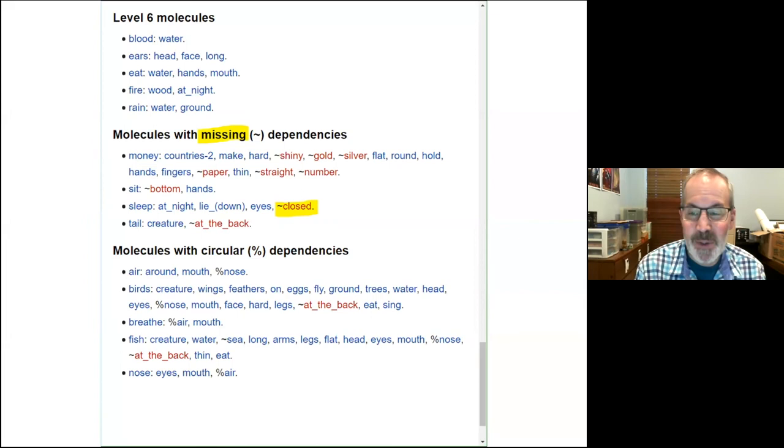The report also flags circular dependencies. For example, air depends on nose, but the explication of nose depends on air. Circular dependencies like this are harder to fix. Cliff and Anna fixed this one by reworking several explications, I believe, including air and breathe.